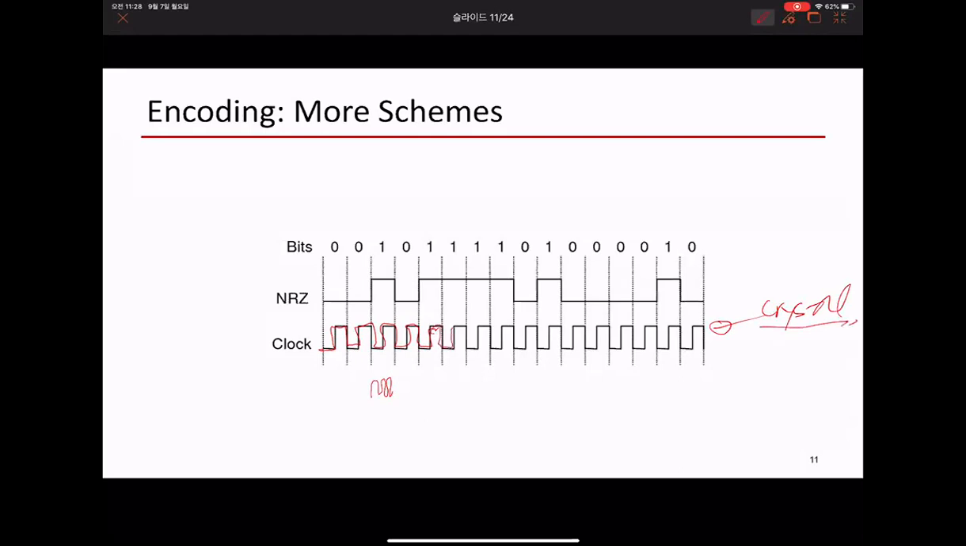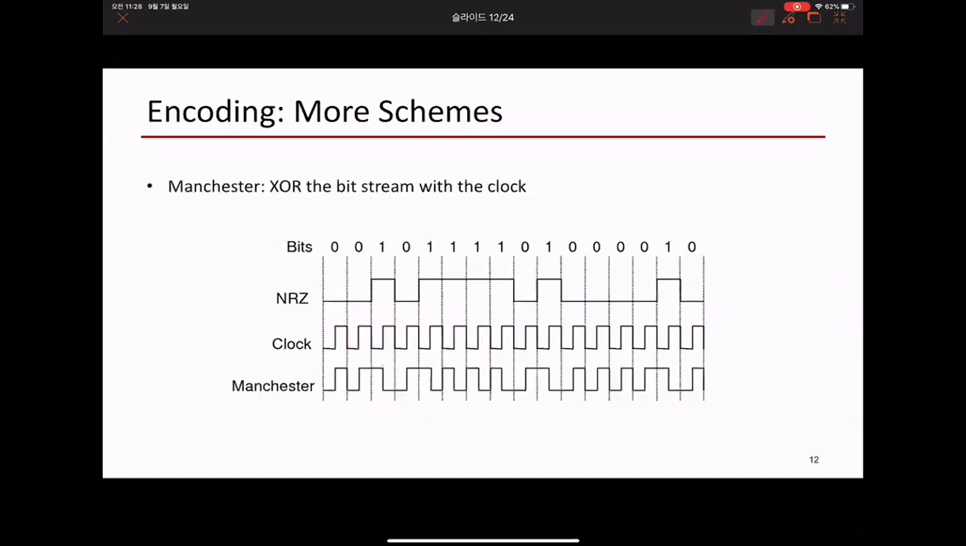So let's say the simplified crystal runs at only 2 times your signal rate. Then Manchester coding gives the XOR of the bit stream with the clock, meaning if your signal is close to a clock, when it goes high, it's changing.